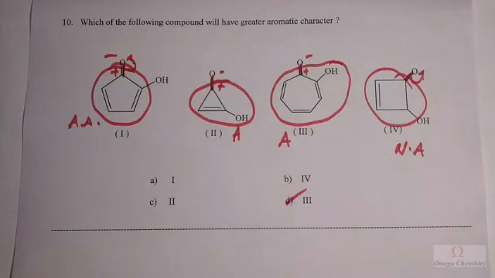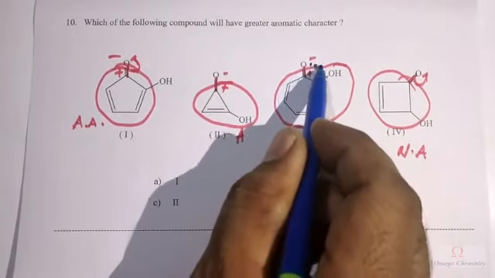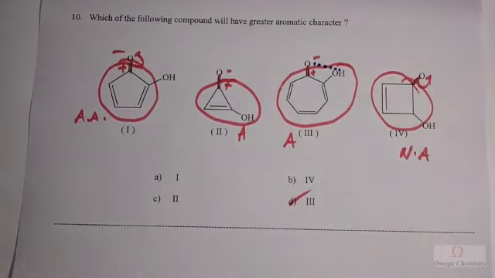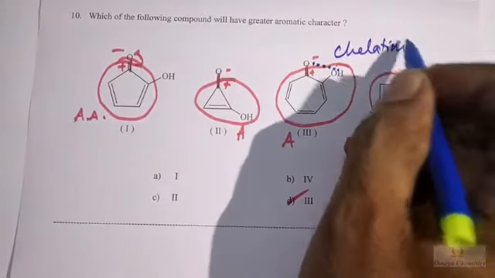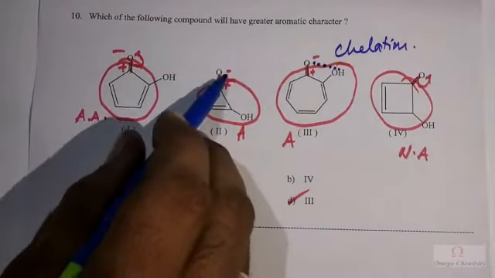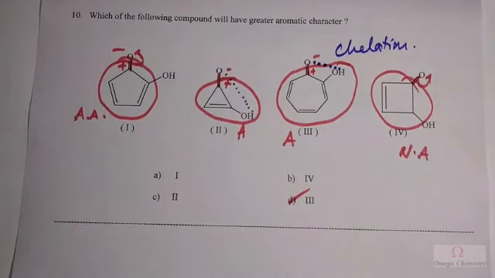So compounds 2 and 3 after polarization will become aromatic. But the wonder is, in compound 3, the oxygen which carries the negative charge can form hydrogen bonding with the adjacent hydrogen atom which is present with the OH group. So that brings an effect called chelation. Chelation will bring in stability. Such chelation is not possible with the second compound, as the angle won't support chelation. That's why compound 3 will have greater aromatic character. That's why option D is the right answer.